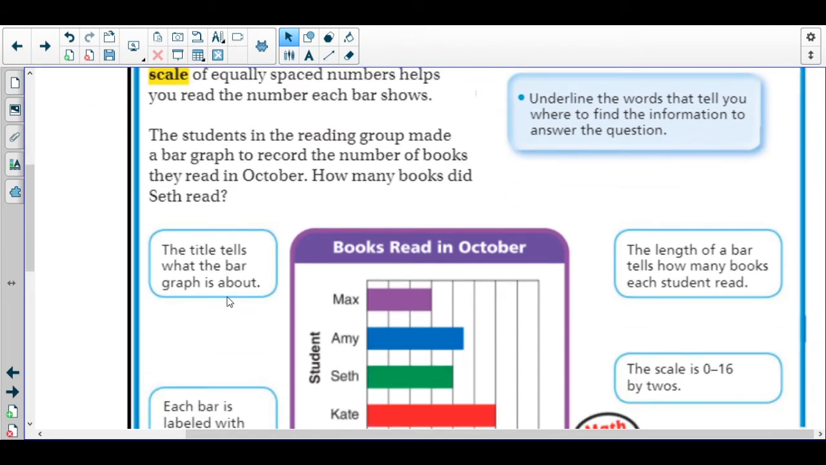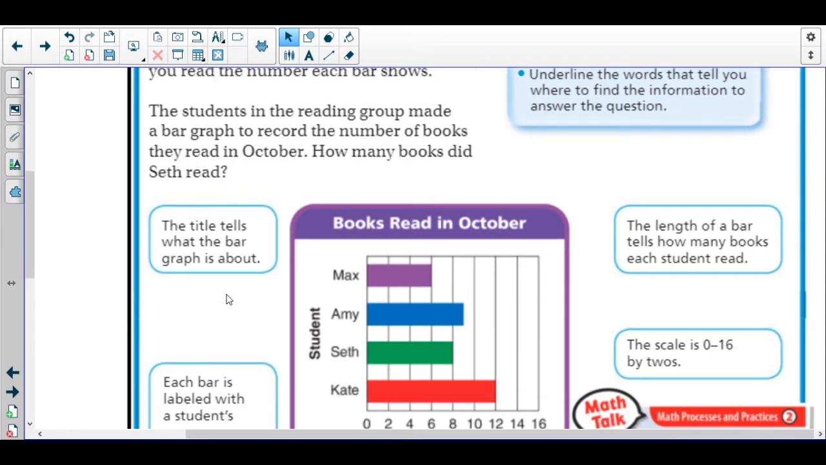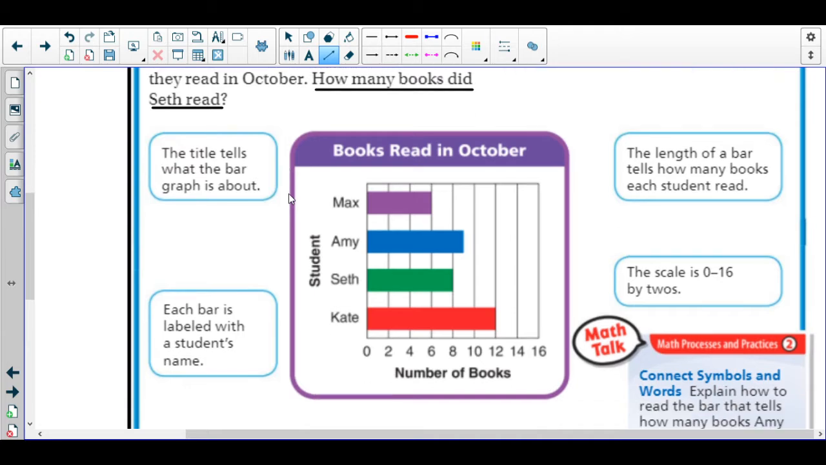The students in the reading group made a bar graph to record the number of books they read in October. How many books did Seth read? We'll underline that. That's part of our CUBES method of solving. We want to know that. How many books did Seth read? Well, let's take a look at this bar graph and see some of the things that will help us out.